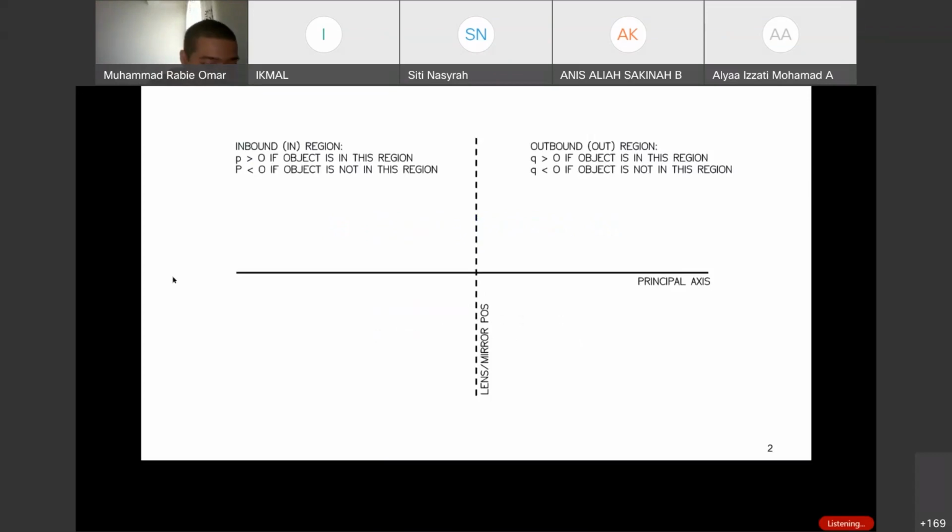So this is just a recall, yeah. I'm afraid some of you do not remember this, so I'll re-explain determining the sign of P and Q for the mirrors. If you could remember, I explained how to divide the region here into several parts. So of course, this is the middle line. This is the region where you place your mirror or your lens.